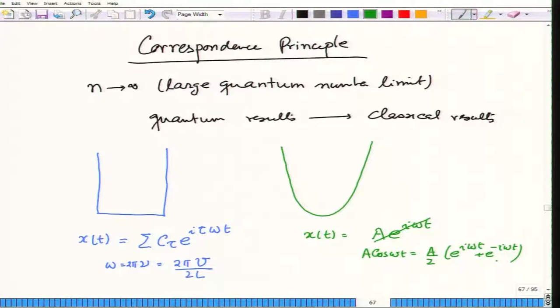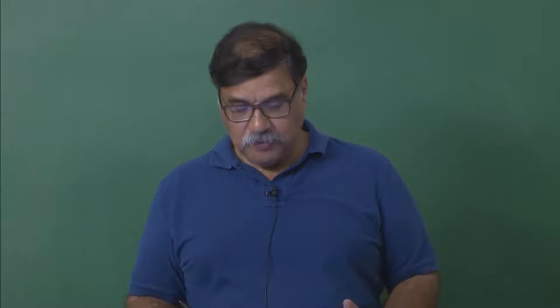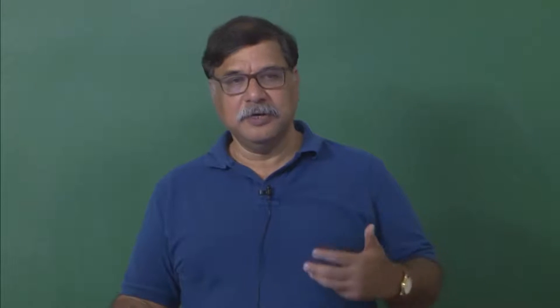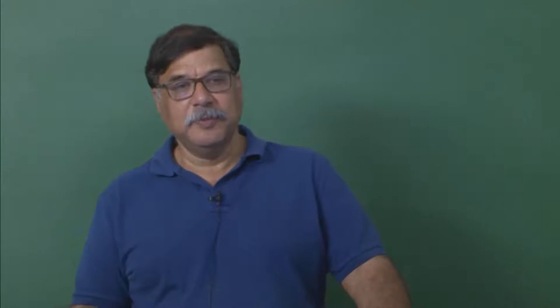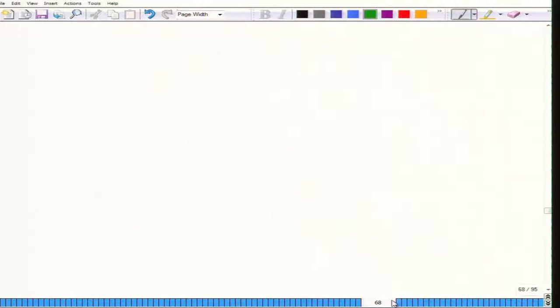Thus, you see that the particle moving in a box has the fundamental frequency v over 2l and all its multiples, and therefore, when it performs motion, it will radiate all kinds of frequencies, the fundamental and its harmonics, tau times that much, whereas a particle performing motion in a harmonic oscillator would give out only one frequency. Let us see how we can use that.